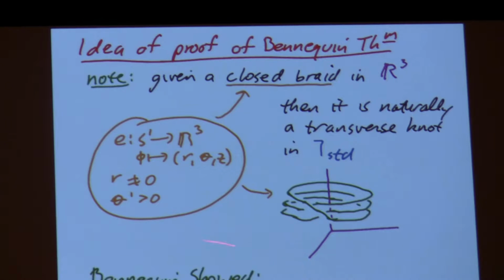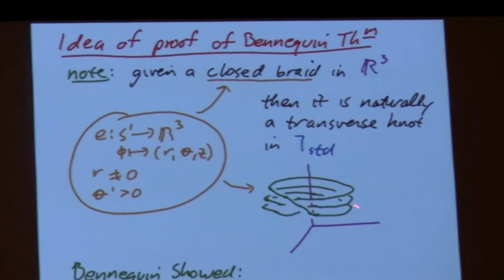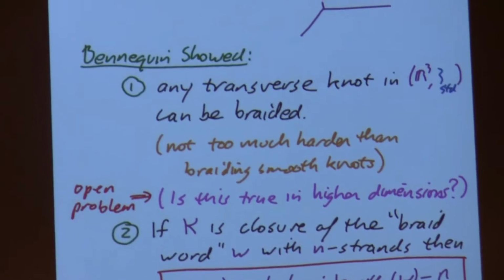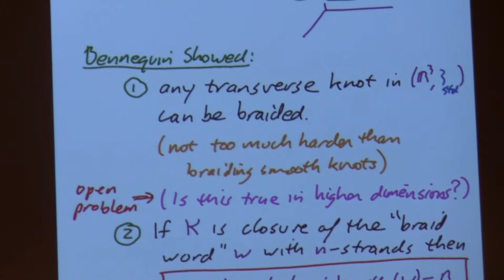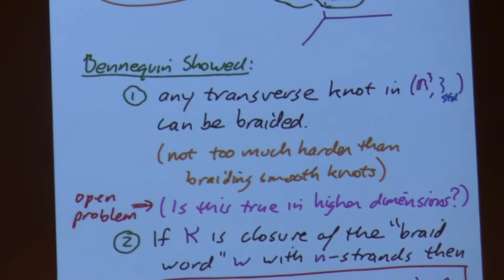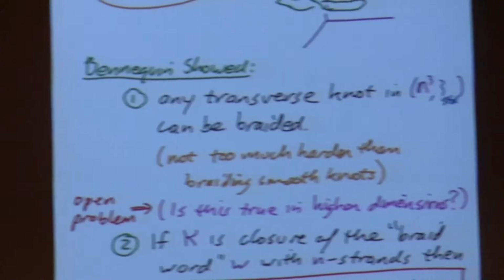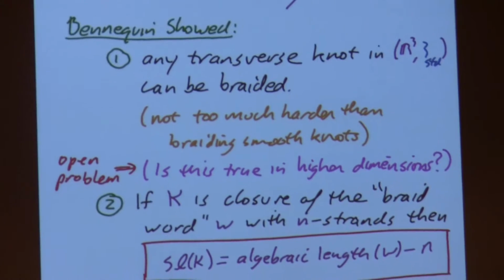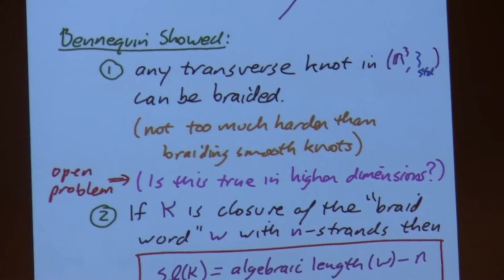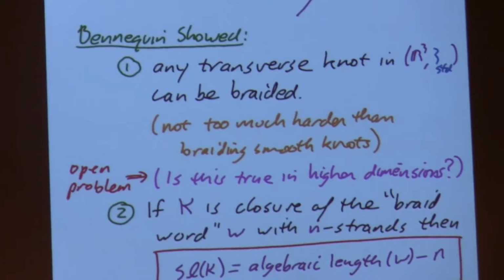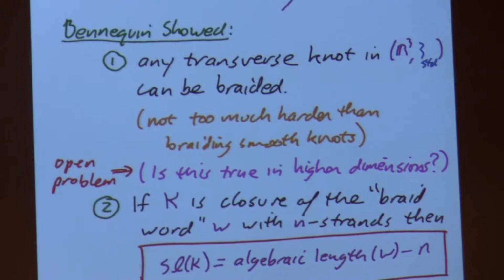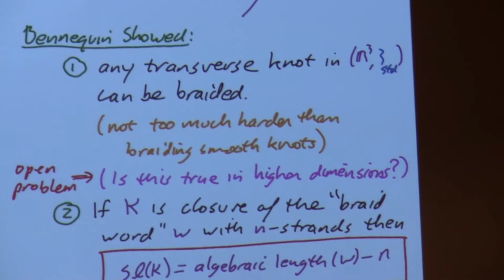And the first thing that Bennequin did in his work was he actually showed that any transverse knot can be written as one of these closed braids. And actually, this is a really beautiful result, but it's actually quite simple. If you know the standard proof, I guess, what was it, Alexander was the original person to prove this topologically? If you know one of the first proofs of how you can braid any topological knot, you can easily adapt it to braid a transverse knot. So it's a really nice result, but fairly straightforward.